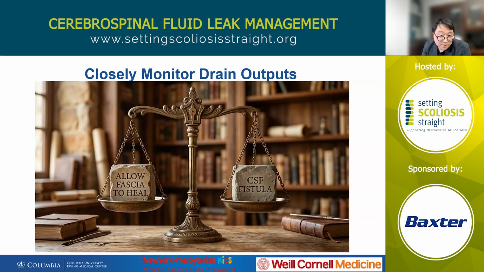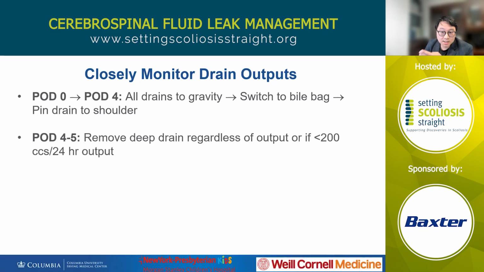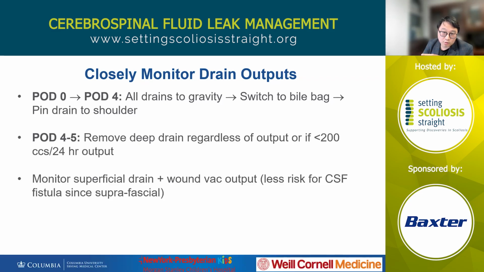But on the other hand, if the drains are putting out CSF, you might create a CSF fistula, or you might, worse, create a direct conduit for bacteria to actually access that subdural CSF. So my first priority is to really get that deep drain out of there as soon as I can. For post-op day 1 or 2, I keep it in to avoid hematoma, and then I'll gradually pin it to the shoulder over the next couple of days. And by day 4 or 5, it's out no matter what.